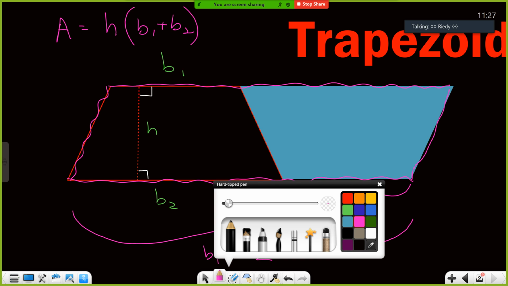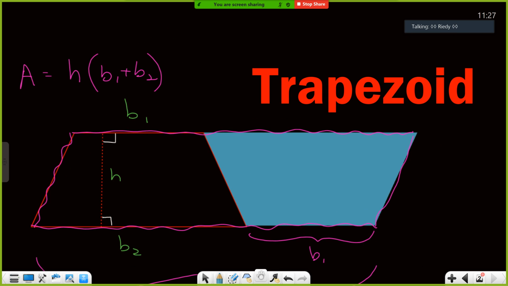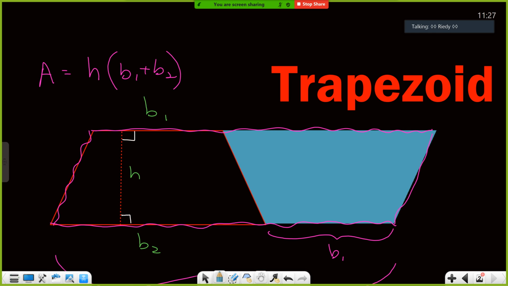Which means I have to take this formula and do what to it? Beautiful. Divide it by 2 or multiply it by 1/2. I don't care which one. Running out. Oh, hold on. I can do this. Let's go here. Robot hand. Shrink this a little bit. Move this over. There we go. So the area would be equal to 1/2 the height times B1 plus B2.